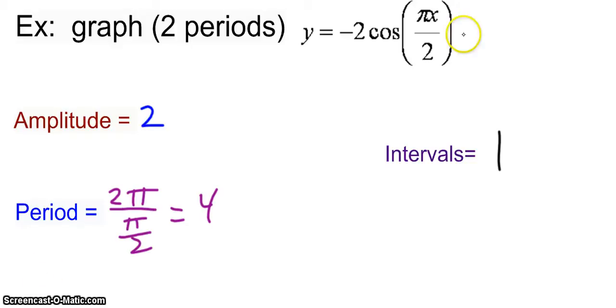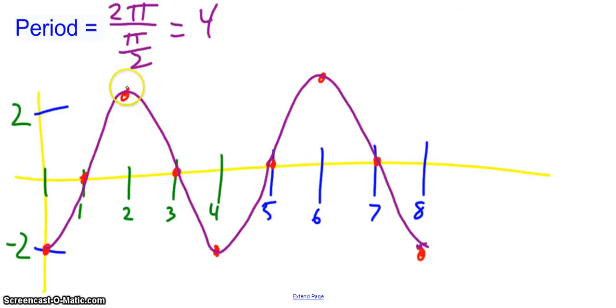Now I want you to try and do the graph. Pause the video, graph it, unpause when you're ready to check your work. Okay, so here we have one period from 0 to 4, which is actually 5 locations, and then the next period from 4 to 8. It was a negative cosine curve, so it starts down at the -2, and then it goes up and follows the pattern from there.